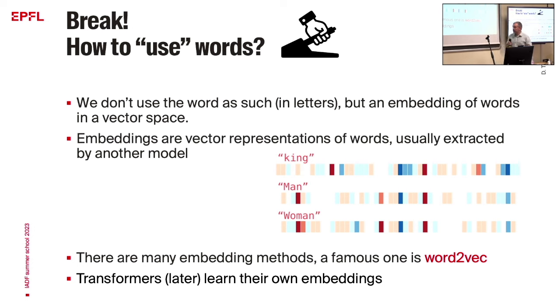There has been a lot of research on how to move from words to embeddings, and a model that is pretty well known is called Word2Vec, and I'm going to talk about it for a second. And then transformers, in the next part of the course, learn their own. They just learn everything end to end, because they are monsters.